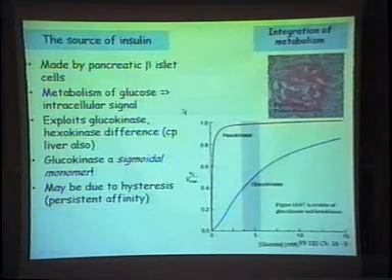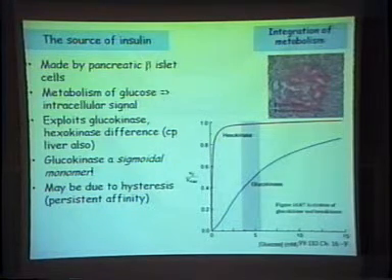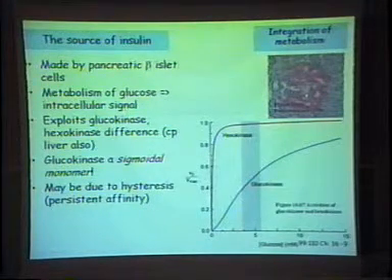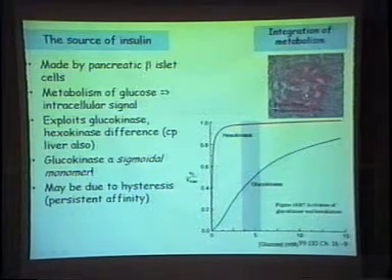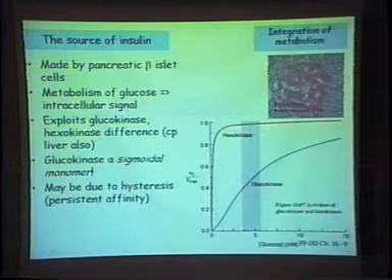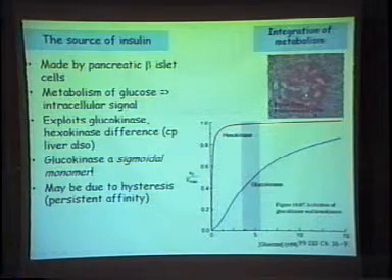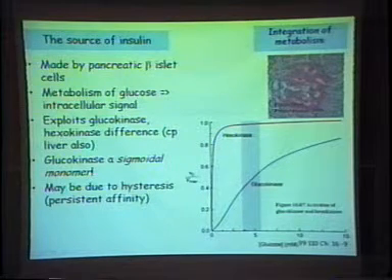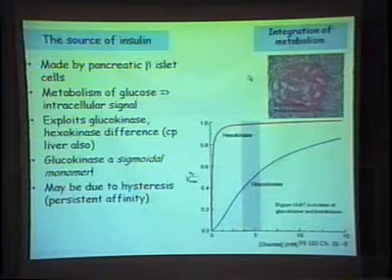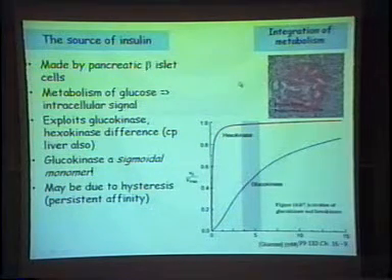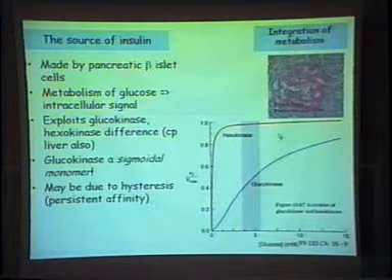So where is it coming from? Insulin comes from little clusters of cells in the pancreas. And because they look like little islands when you cut through them, they call them islet cells. There's two kinds of islets. These come from the pancreatic beta islet cells. And in order to regulate the metabolism of glucose, they have to have an intracellular signal. And this is a rather cute example of how that works.